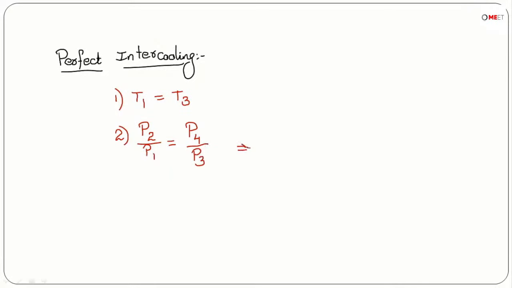That means, as we know, process 2-3 is constant pressure intercooling, so P2 must be equal to P3. So when P2 is equal to P3, this will be the square root of P1 P4. So in order to have perfect intercooling, the intercooler pressure should be the geometric mean of the maximum pressure and the minimum pressure of the cycle.